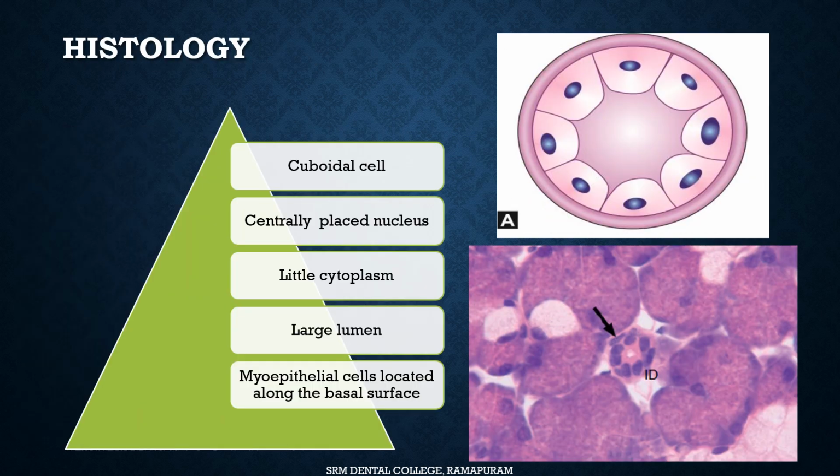Under the microscope, your intercalated ducts are lined by cuboidal epithelium and usually have a very large lumen. The cells are cuboidal in shape with a centrally placed nucleus and scanty cytoplasm. One can also notice myoepithelial cells located along the basal surface of your intercalated duct as shown in the image.